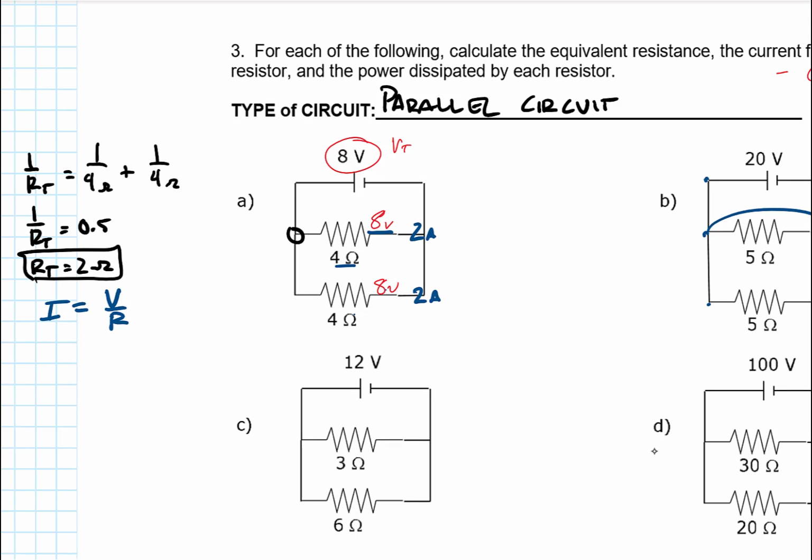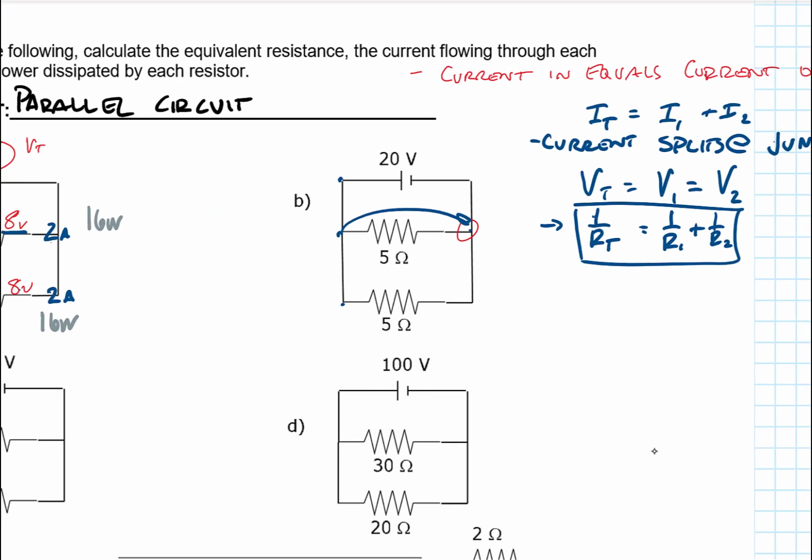And then if I want the power, it's current times voltage. So 8 volts times 2 amps gives me 16 watts of power. So we're going to repeat that process for all of these. Let's come over here.